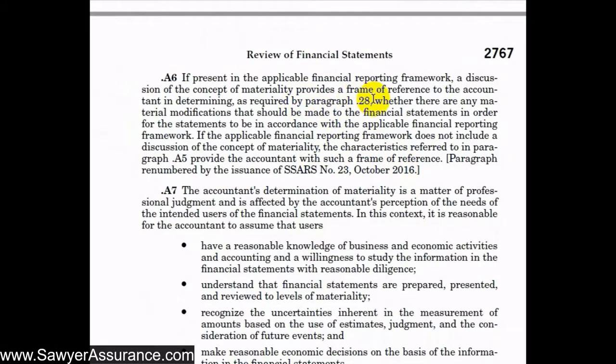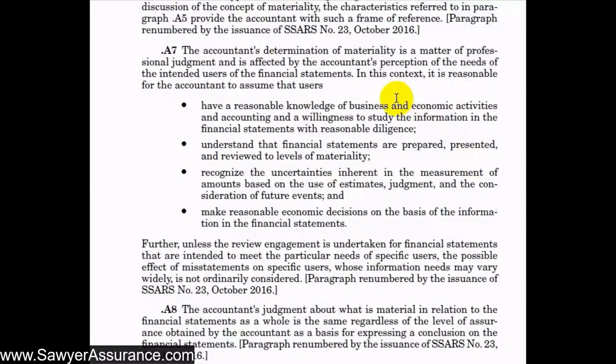Also, paragraph .28 in AR-C section 90A discusses materiality, which we will get to in later videos. And so, continuing on with our discussion of materiality, materiality is a matter of professional judgment, and it's affected by our perception of the needs of the intended users of the financial statements.